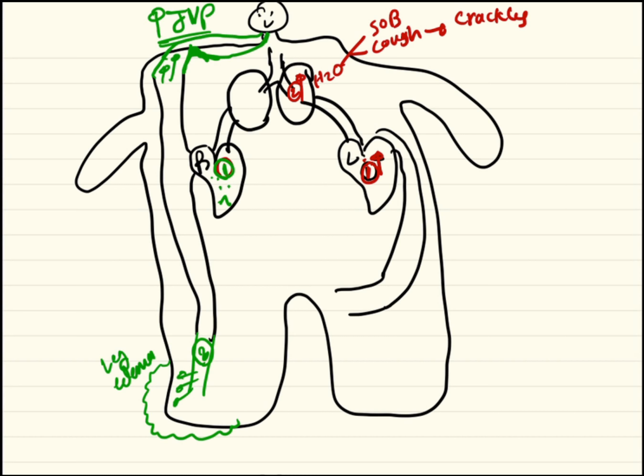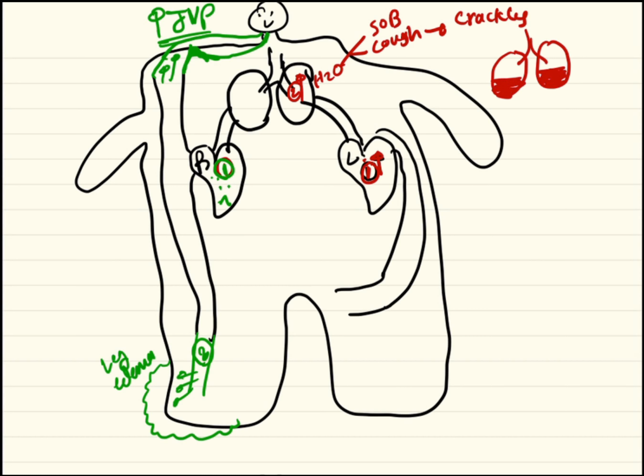So this is the thing. Another symptom in the left heart, there is a triad. Imagine the lung like that. It has fluid like this here. This is all fluid.